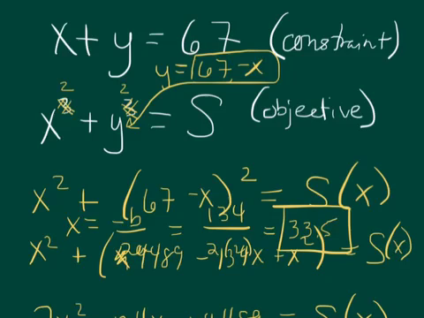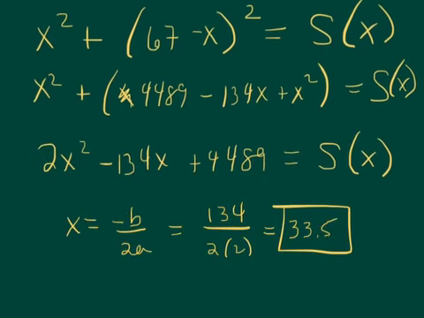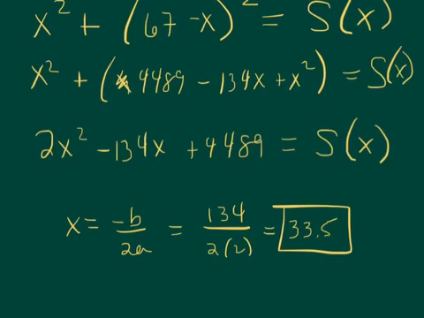It turns out that the smallest possibility for the sum of squares will always occur when x and y are equivalent to one another. And they happen to be half of the sum. Okay? So that's why this answer at the end here, notice we got 33.5. That's half of 67.